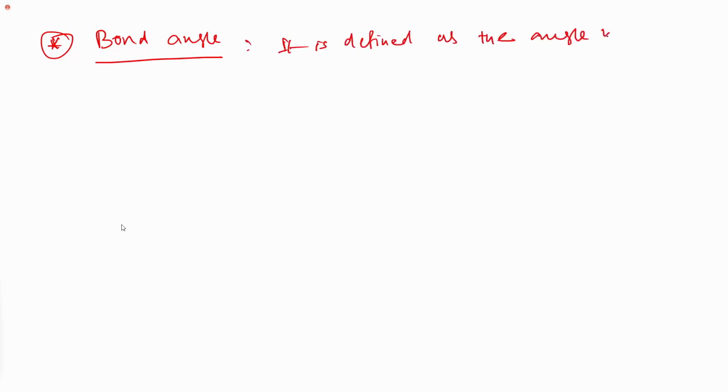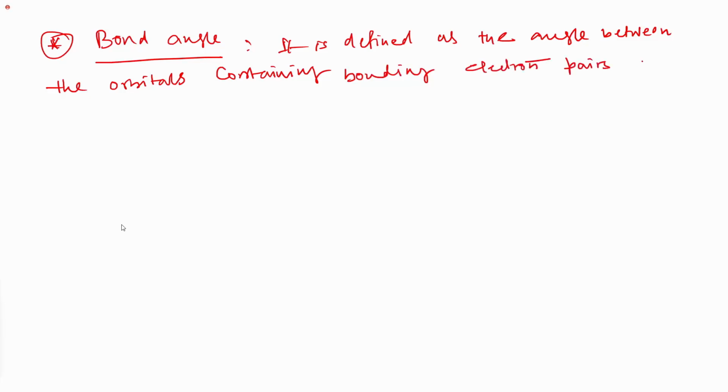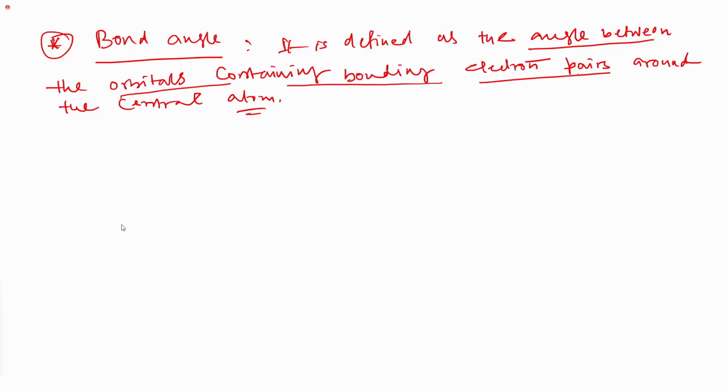Another parameter is the bond angle. Now what is the bond angle? Bond angle is defined as the angle between the orbitals containing bonding electron pairs around the central atom. What does that mean? Just remember that it is defined as the angle between two orbitals which contain bonding electron pairs.